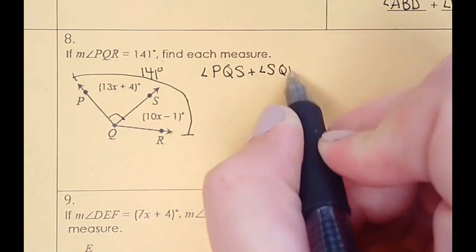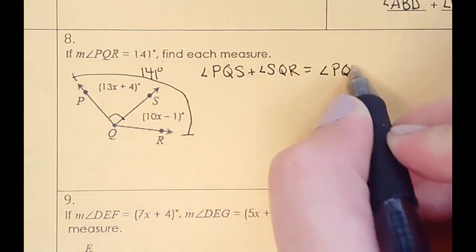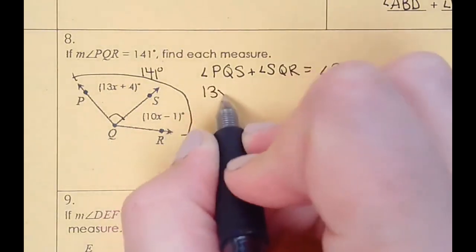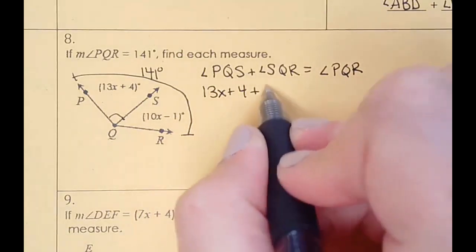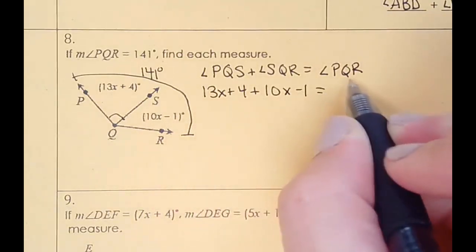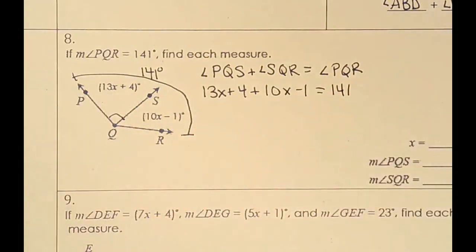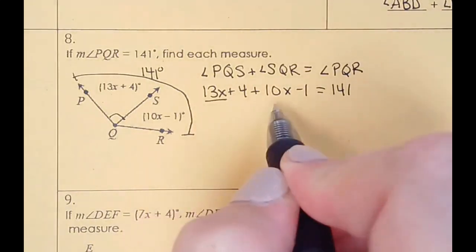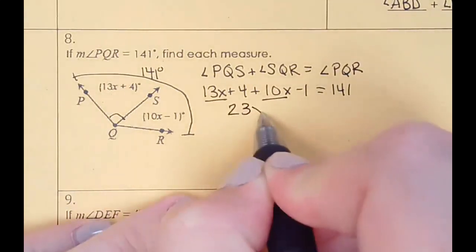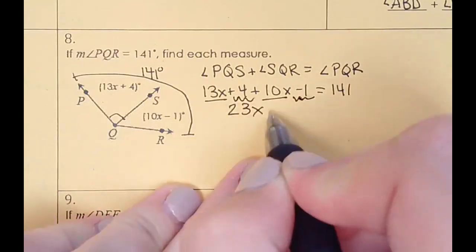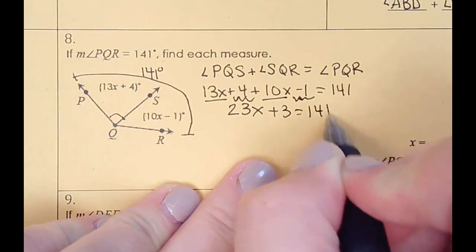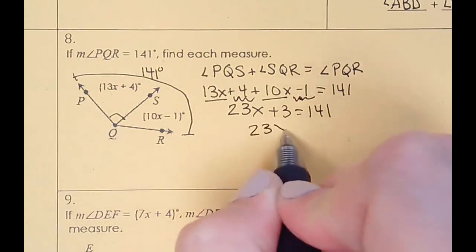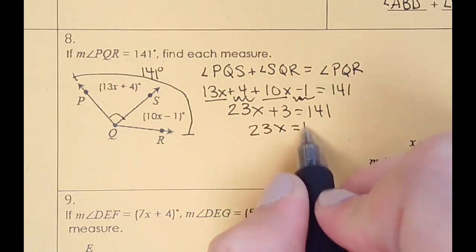Plug in what we know. PQS is 13x plus 4. SQR is 10x minus 1. PQR is 141. Combine your like terms on the left side. 13x plus 10x is 23x. 4 minus 1 is positive 3, set equal to 141. Subtract 3 on both sides. 23x equals 141 minus 3 is 138. Divide both sides by 23, so x equals 6.